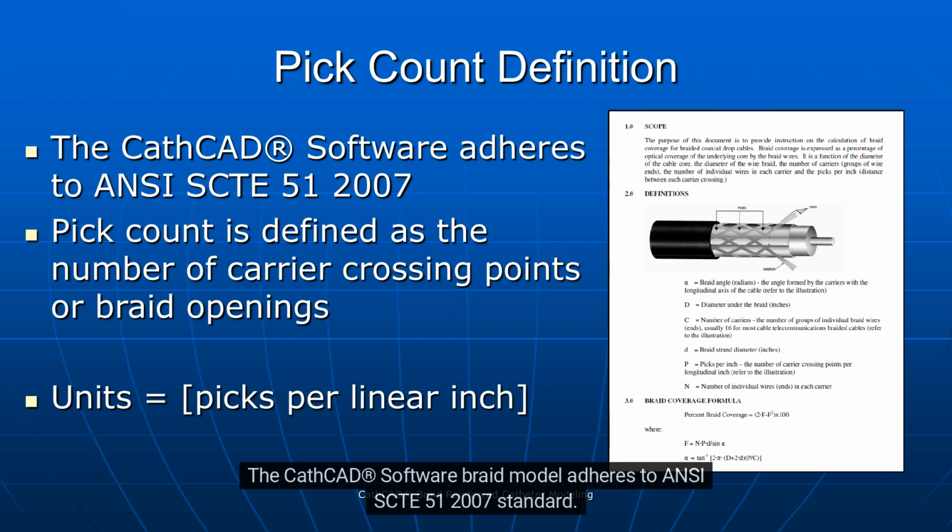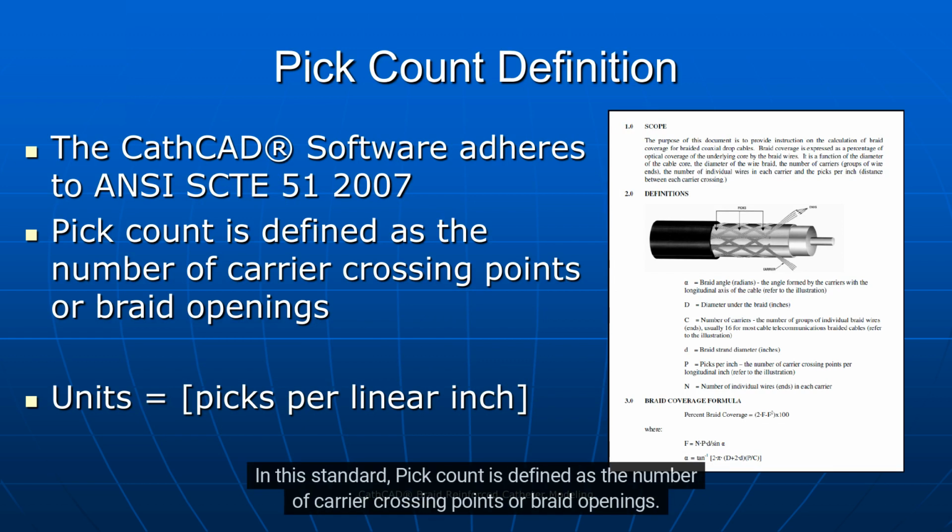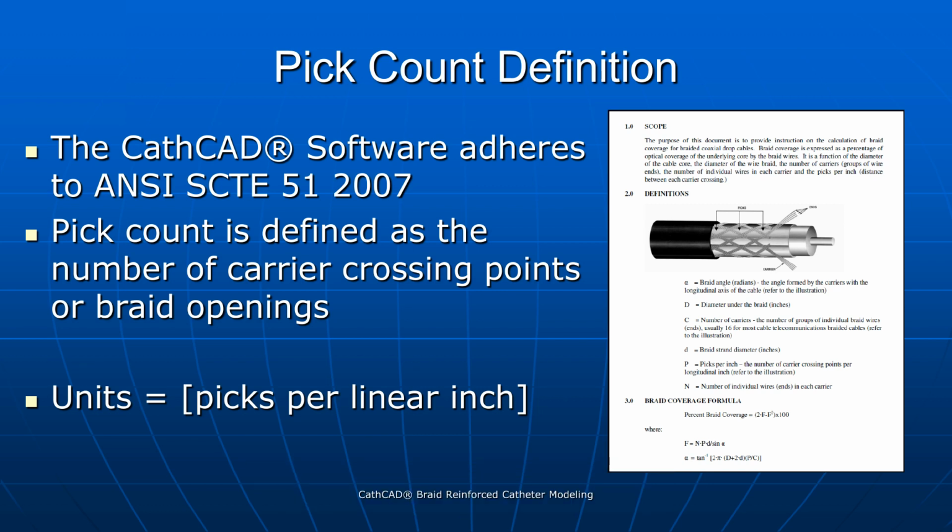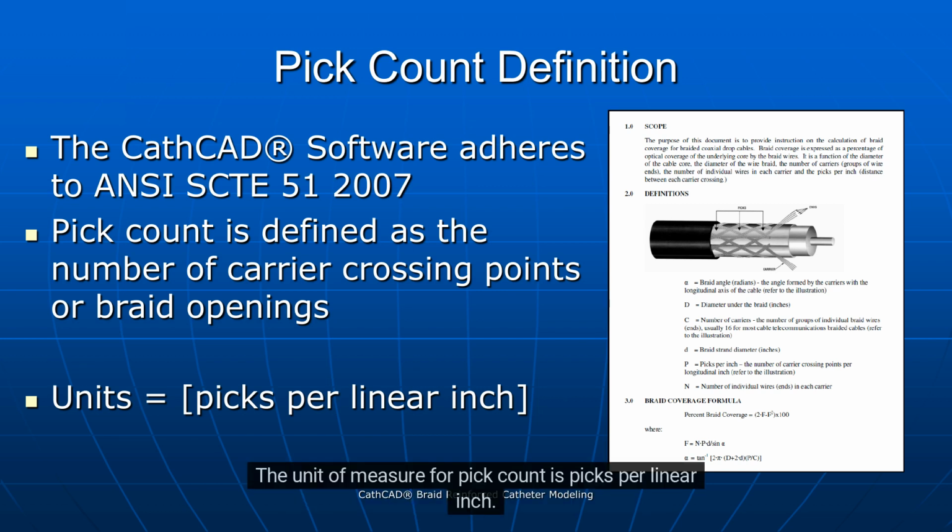The CathCAD® software braid model adheres to the ANSI SCTE 51-2007 standard. In this standard, pick count is defined as the number of carrier crossing points or braid openings. The unit of measure for pick count is picks per linear inch.